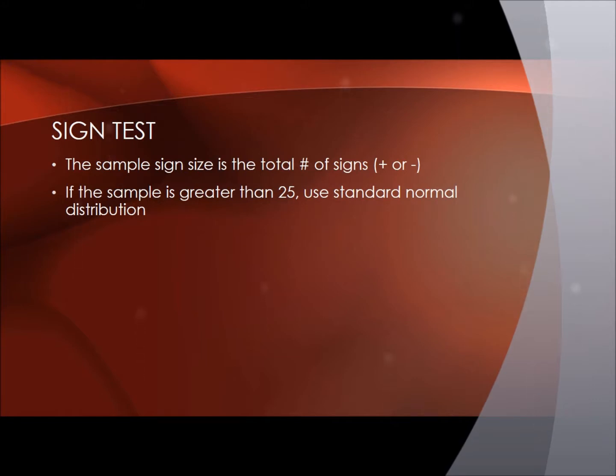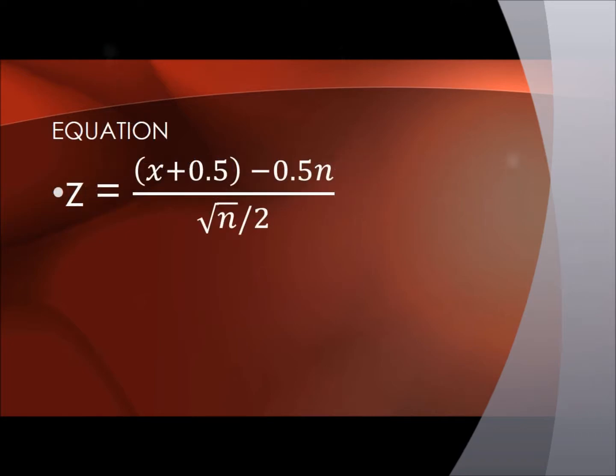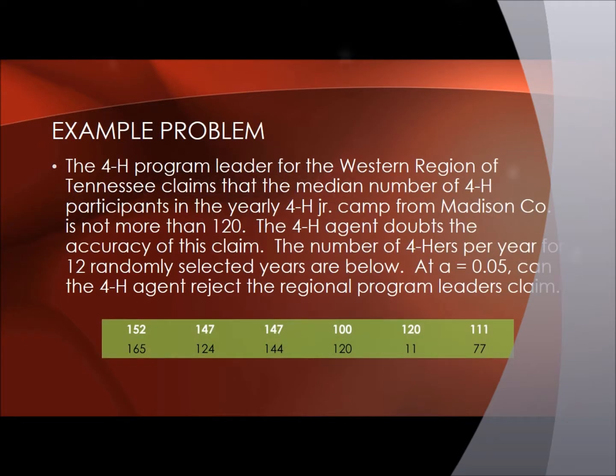The sample size is the total number of signs, which would be our pluses and our minuses. If the sample is greater than 25, we're going to use the standard normal distribution, and we're going to get that from our table. Here's an equation that we can use. So now that we have all the information we need, we're going to go back to our example problem.